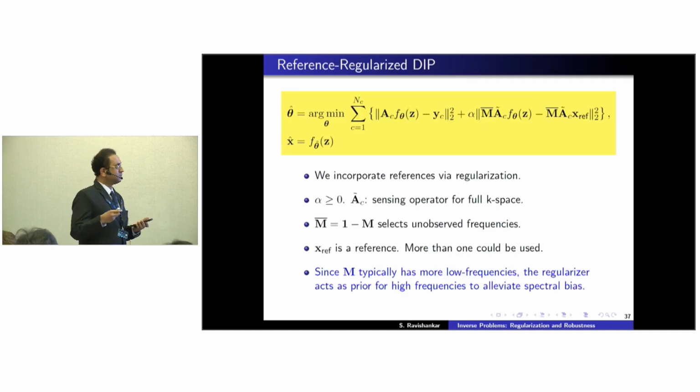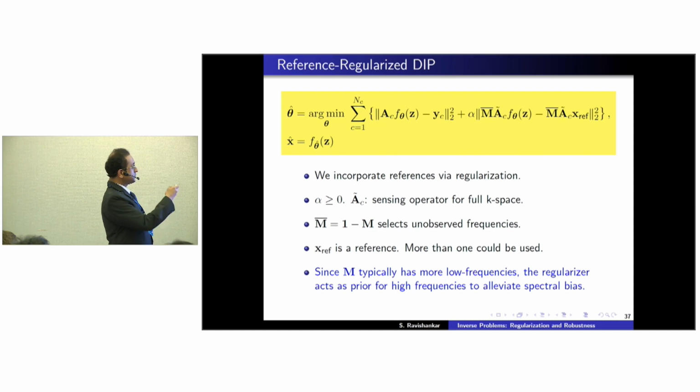The other thing was we still don't have any regularization. So what we wanted to introduce was additional regularization that could alleviate spectral bias. We chose our regularization so that it looks at consistency of the Fourier space of the reconstructions with respect to the references that we have on hand, but only at the high frequencies, or only at the complement of the frequencies that were sampled. Typically, the sampling has more low frequencies in k-space. So if you look at the complement of the sampling mask, it will cover more high frequencies. So we thought this is a way to give more preference to higher frequencies in the regularization.